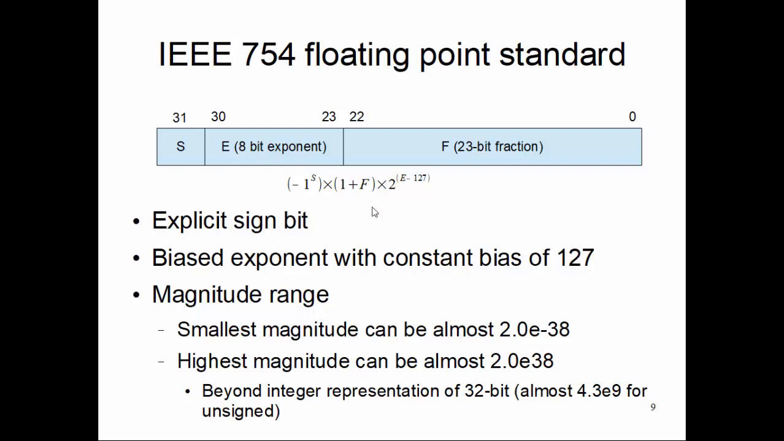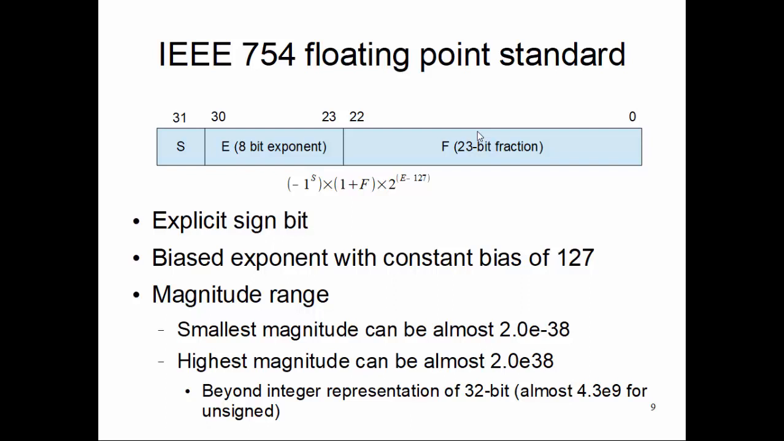And then it is 1 plus f. So what it means is, the fraction is basically assumed to be 0 point followed by the 23-bit fraction pattern, and it adds with 1. That means ultimately you're representing 1 point some fractional bit pattern, and you multiply that with 2 to the power e minus 127. So e here is an unsigned 8-bit value, which means its range is from 0 to 255, and we are taking the power of 2 as e minus 127. This is called a biased exponent representation with a constant bias of 127.